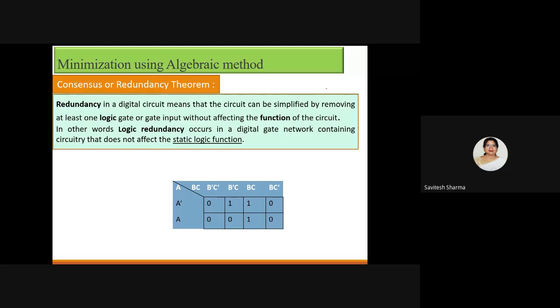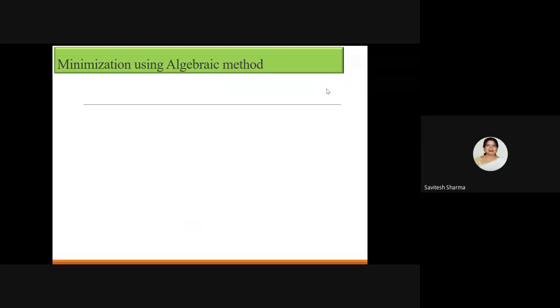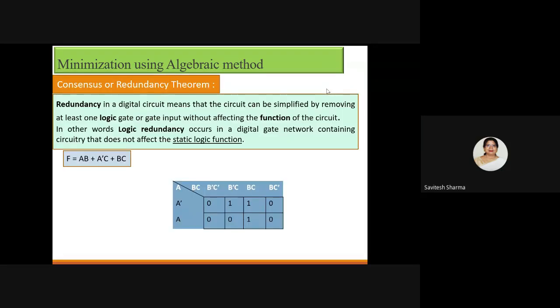Actually, it is a very important term in the digital circuit, because if any redundant term is present in the expression, it is not actually affecting the result, but it is actually affecting the hardware. Your number of gates is increasing, but if you see the role of the term in the output, if you remove that term, it will not affect the output. So that term is called a redundant term.